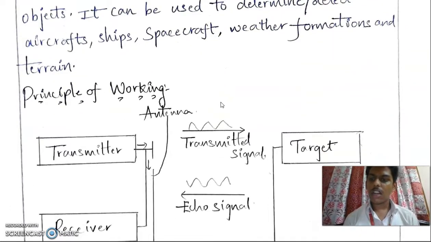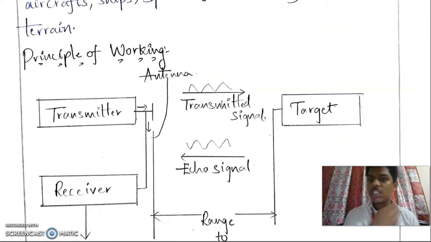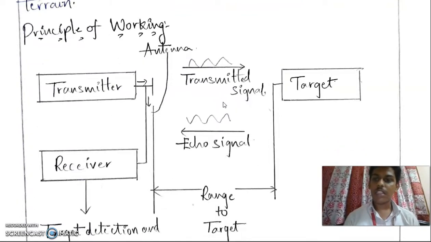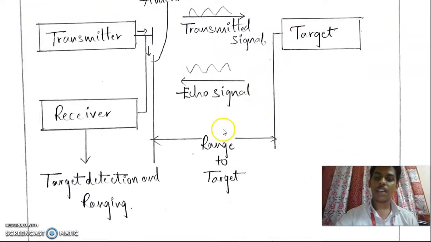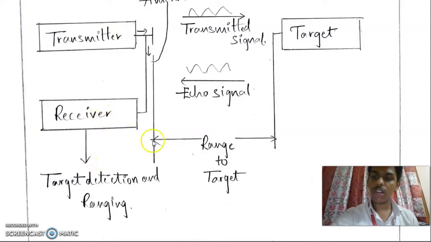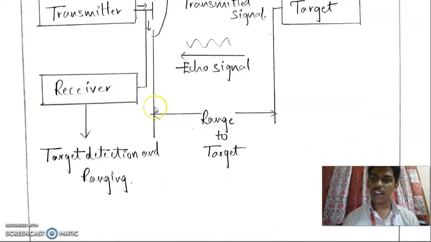So, how does the radar work? The principle of working is here. There will be a transmitter, a receiver and a target. The transmitting antenna will transmit a signal to the target. From the target, an echo signal comes back to the receiver, and here we determine the range to the target. It is target detection, and the receiver is used for target detection and ranging.